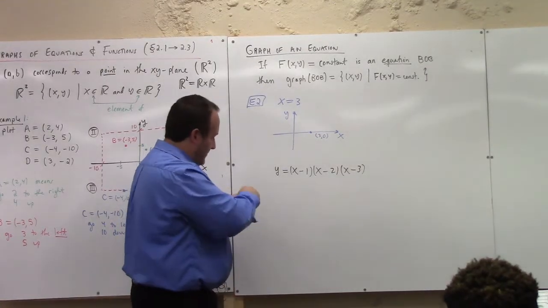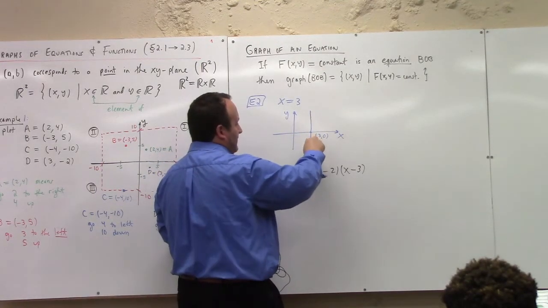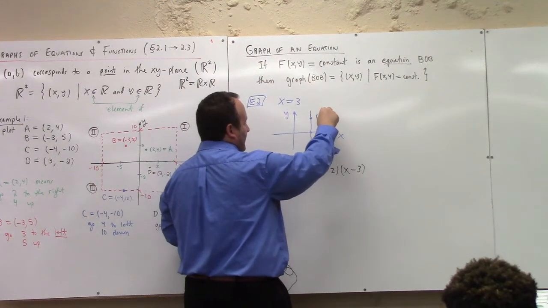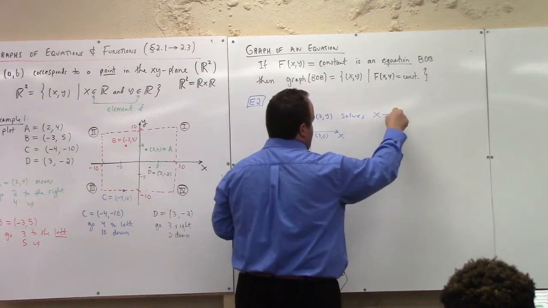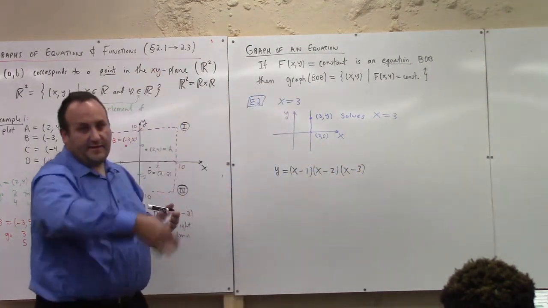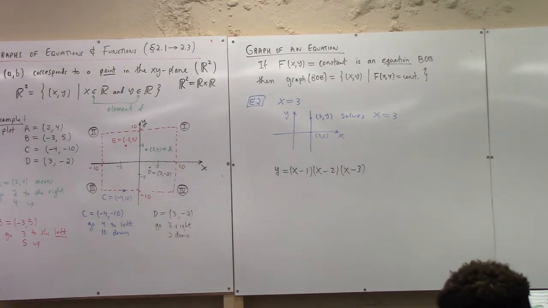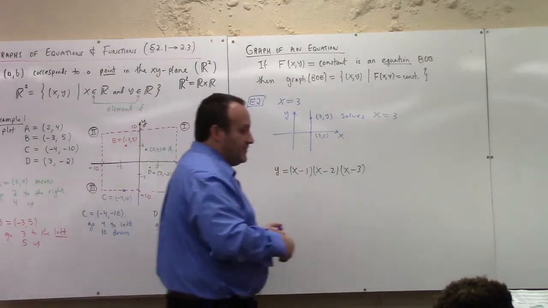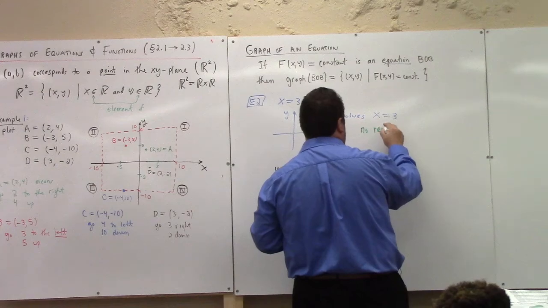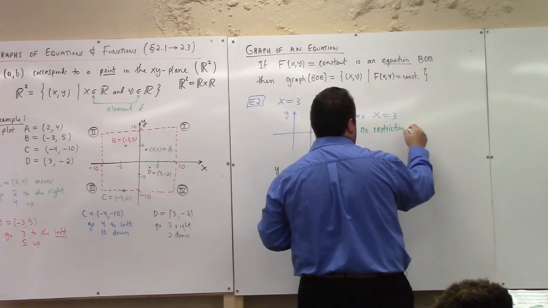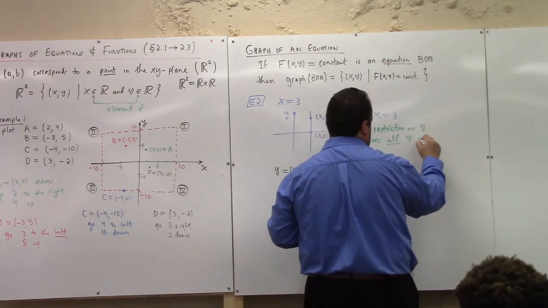I'm kind of getting ahead of the story, but this one here is a vertical line, right? Every point of the form 3 comma y solves x equals 3, right? It doesn't matter what y is, everything on that vertical line solves the equation x equals 3. Let me put it in other words. There is no restriction on y here. No restriction on y means all y are allowed.